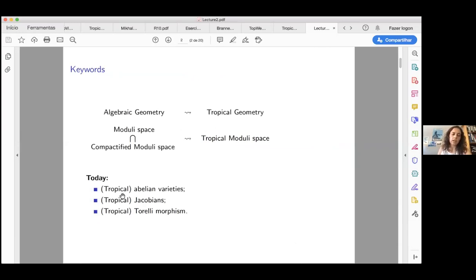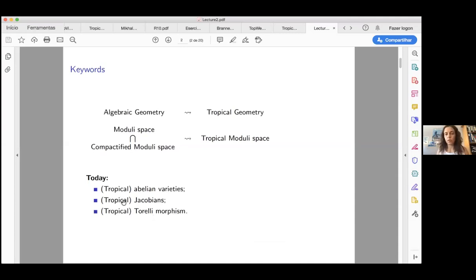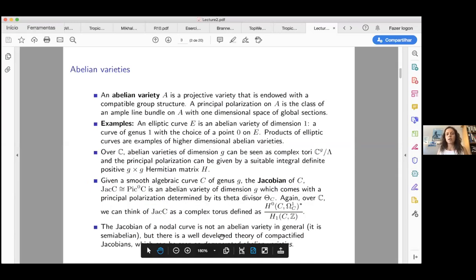But today, what we are going to talk about mostly is abelian varieties, Jacobians, the Torelli morphism linking to, and mostly about the tropical versions of these. I'll try to use less time to talk about the classical spaces. All right, so this is about the background, the classical algebraic geometry background.